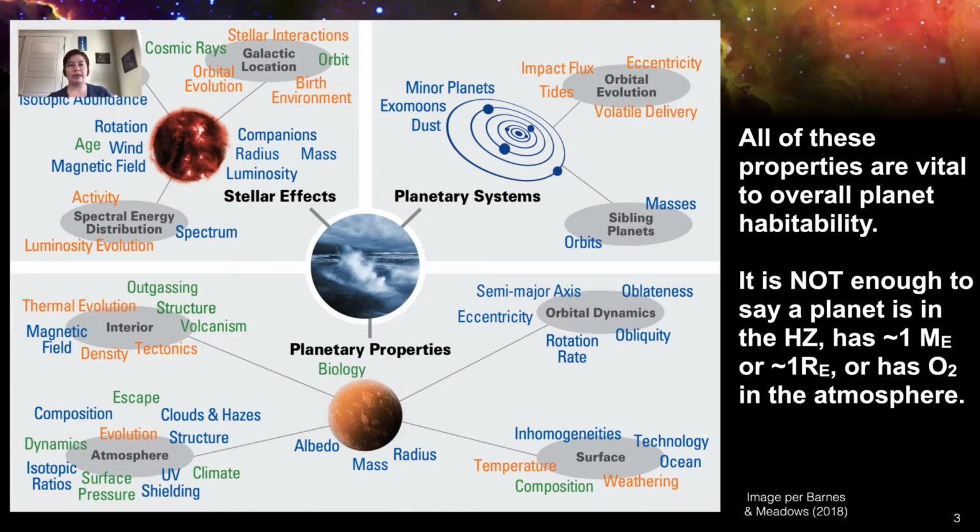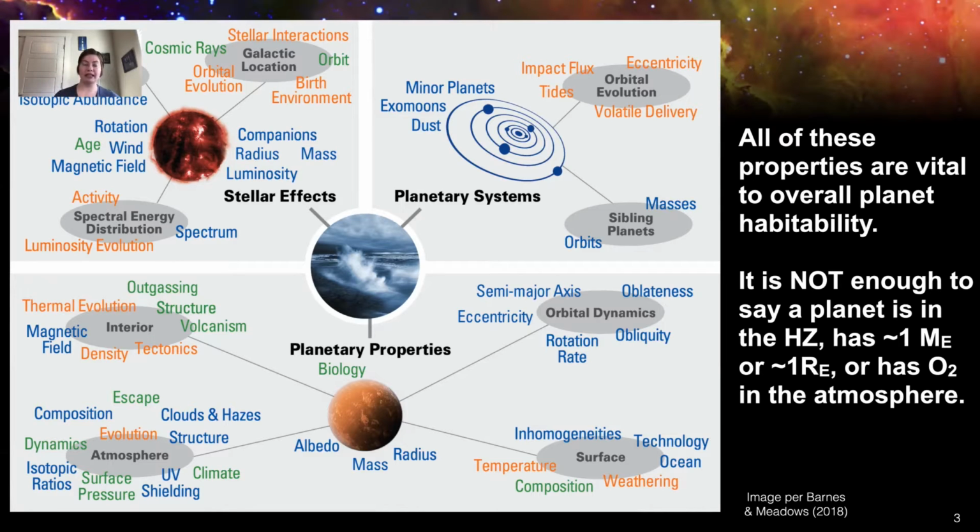And by that, I mean, it's not enough to say that a planet is in the habitable zone, or even that it has one Earth mass and one Earth radius, or that it has oxygen in the atmosphere. We need to know quite a lot more about the system in order to really, truly say that a planet could be habitable.